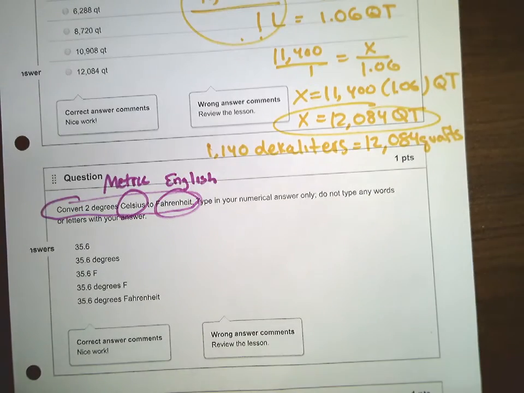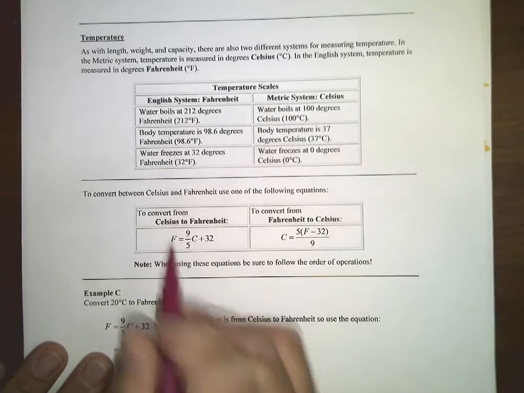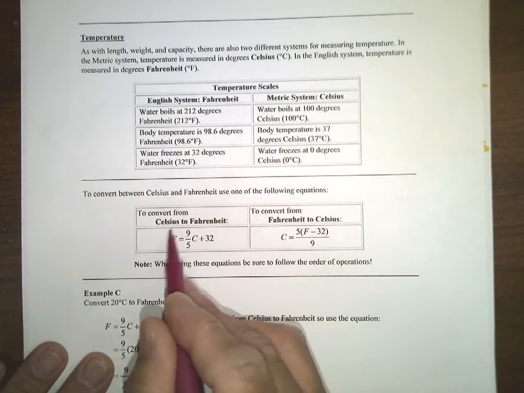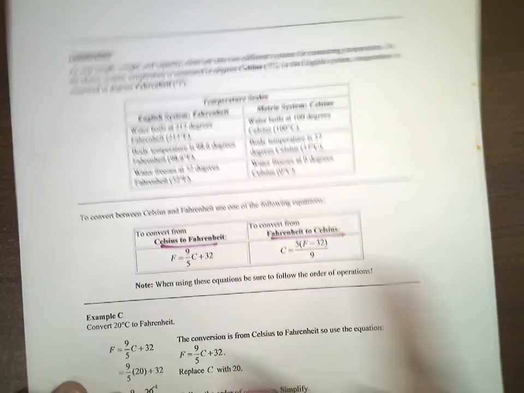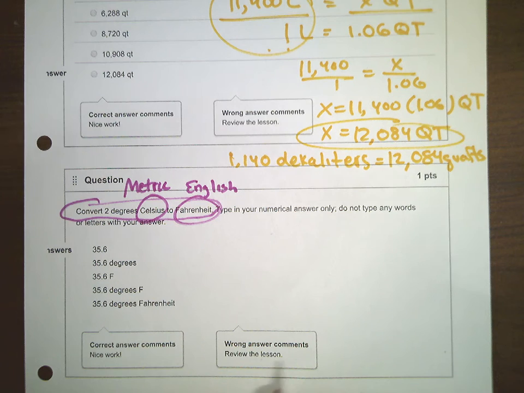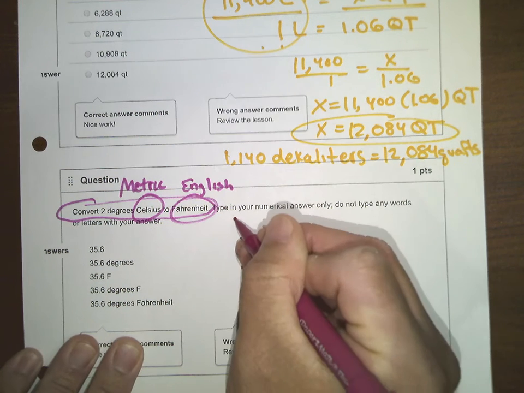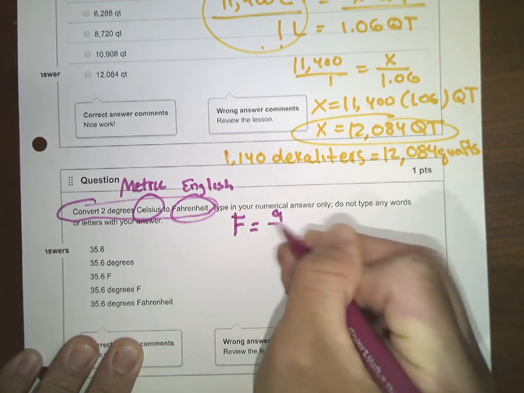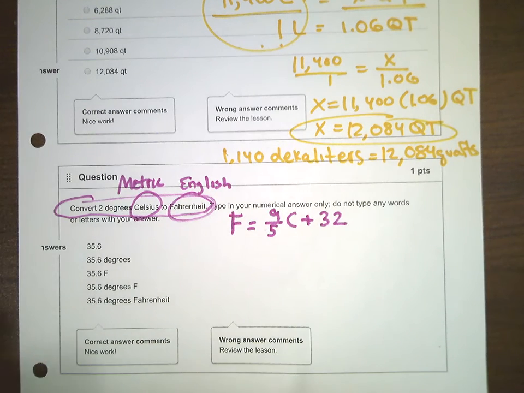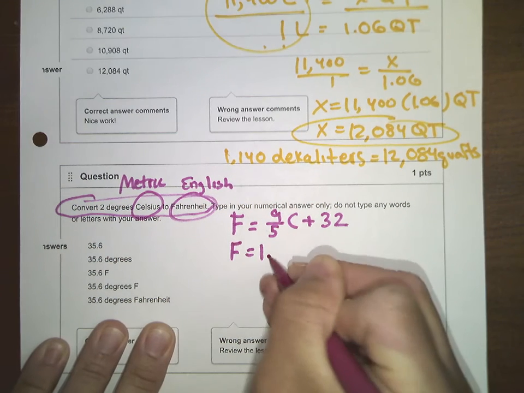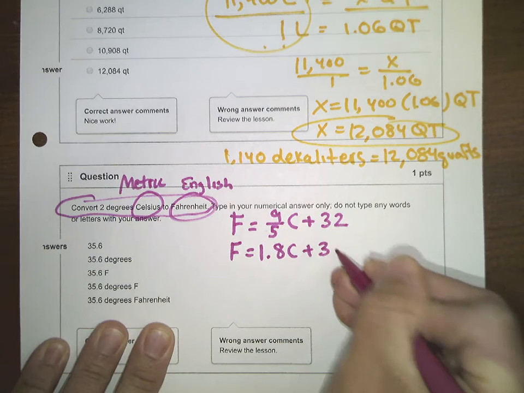So here is the formula from the lesson. To convert from Celsius to Fahrenheit, we would use this formula. And from Fahrenheit to Celsius, we would use this formula. So since we want Celsius to Fahrenheit, we want F is 9 over 5 C plus 32. But some people just write it as 1.8C since that's the decimal form of 9 over 5. So if you want to do that, you can do that too. So F is 1.8C plus 32.